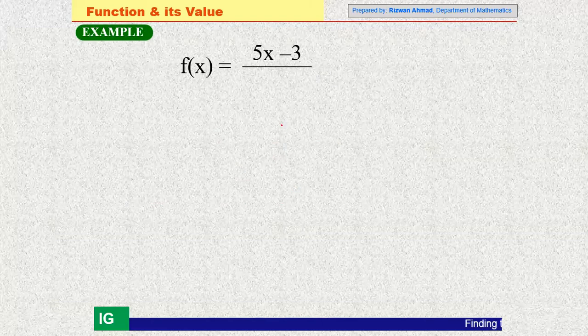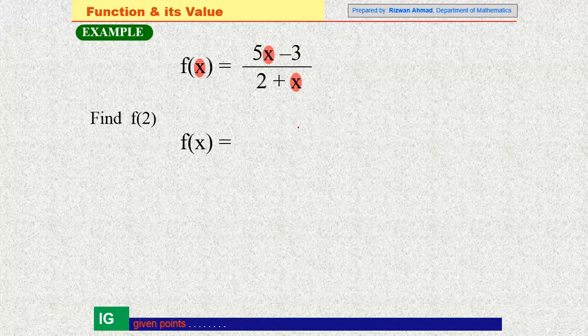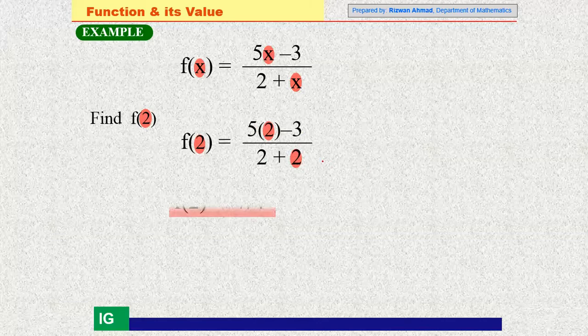Another example, if f(x) is equal to (5x minus 3) over (2x plus 2) plus x. These are the x's here. f of 2 we have to find, so all the x's we will replace with 2. So we will get (5 into 2 minus 3) over (2 plus 2), which will convert into 7 over 4. 5 times 2, 10, minus 3, 7, divided by 2 plus 2, 4. So when we are finding f of 2, the output is 7 over 4.